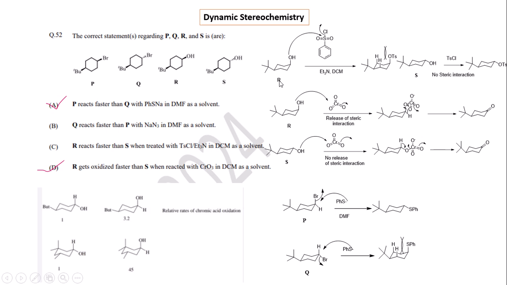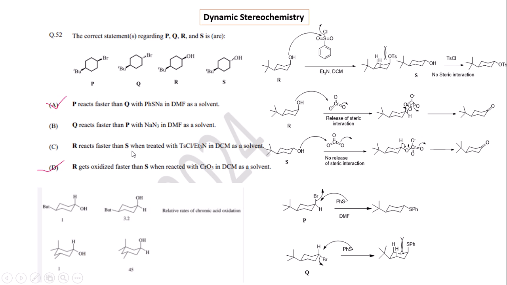In the case of R, it gets oxidized at a faster rate than S. Here R undergoes chromic oxidation, the steric interaction is released in the axial alcohol and you get the carbonyl product, but the steric interaction is not released in the case of S, so R reacts at a faster rate than S. So in option D, Q reacts at a faster rate than P in the presence of sodium azide, which means this option is wrong, and option C is also wrong.